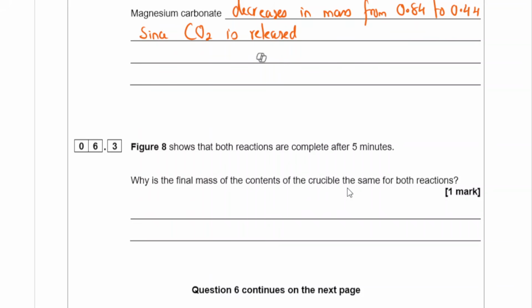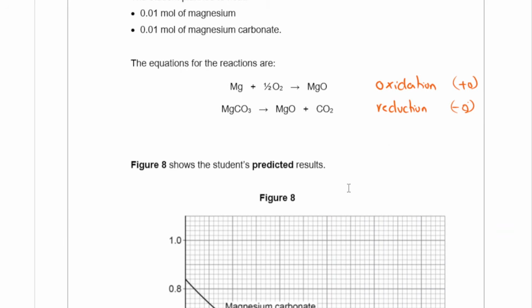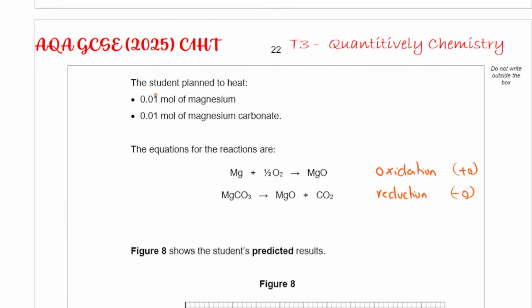Figure 8 shows that both reactions are complete after 5 minutes. Why is the final mass of the contents of the crucible the same for both reactions? Now, if you look at here, they're saying 0.01 mole in both. That means they're using the same number of moles. Now, if you look at the mole ratio, it's all 1:1:1. So they will both produce 0.01 mole of magnesium oxide in each. So the mass has to be the same.